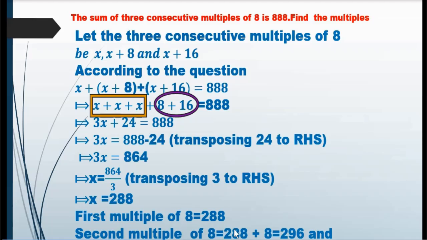Or you can even add 16 directly to x, that is 16 to 288 directly. Then also you will get 304. So these are the two ways in which you can get the third number.